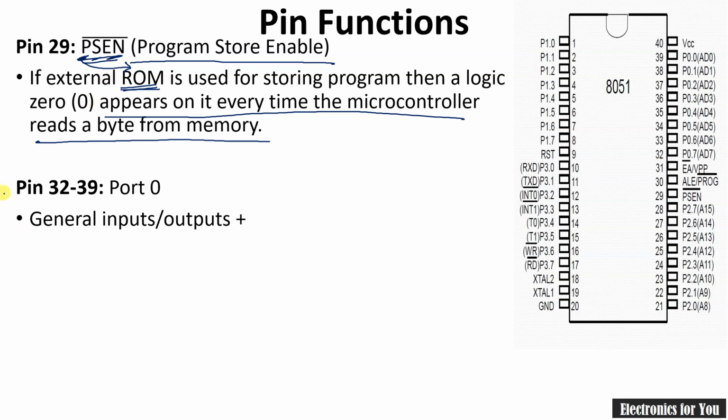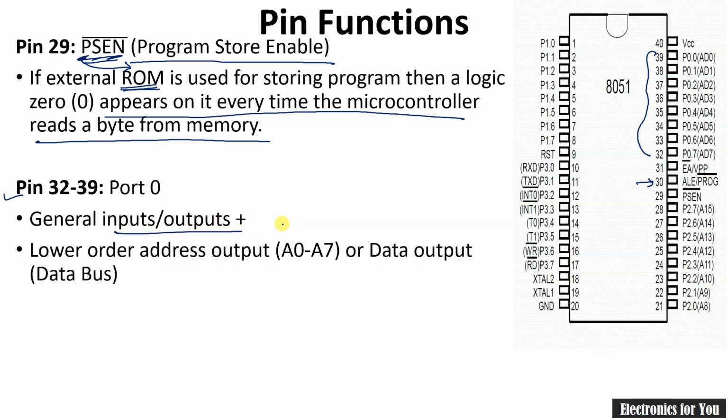Now pin numbers 32 to 39, which are these. Here I have skipped this function, that is ALE bar. Note again, it works as an input output port because it is a port. Apart from this, it works as a lower order address output. As we have already seen, port 2 acts as the higher order address lines. Now in this case, A0 to A7 indicates that port 0 operates as the lower order address lines.